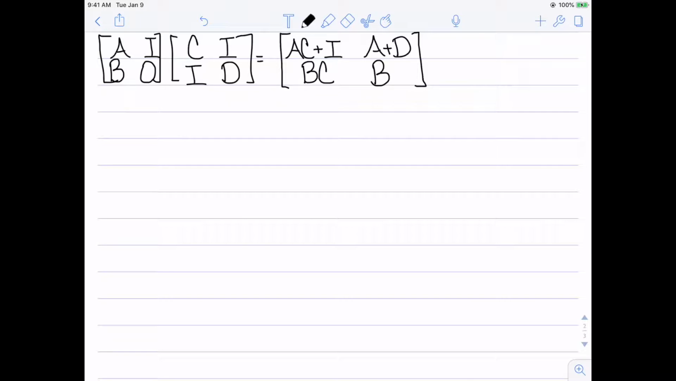So you'll notice my first matrix had A and B in it, and in all of my multiplication, both A and B are on the left, while C and D are on the right. So we do need to make sure we preserve order. Let's look at another one.